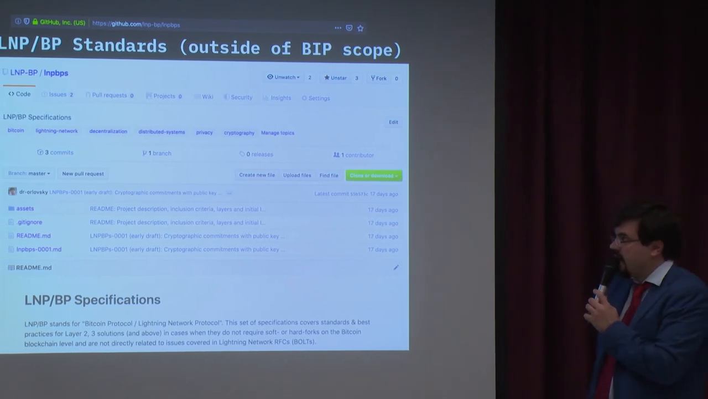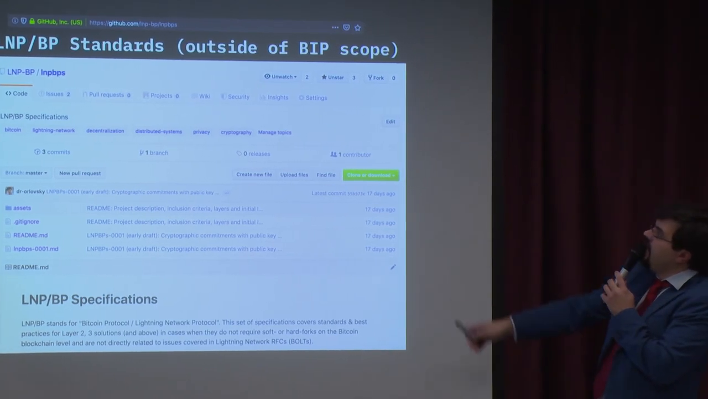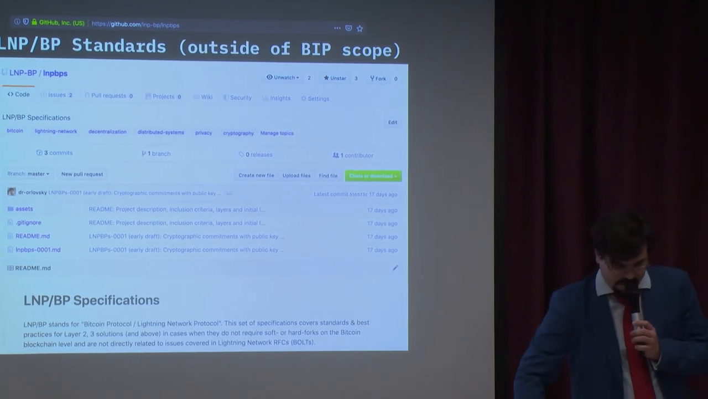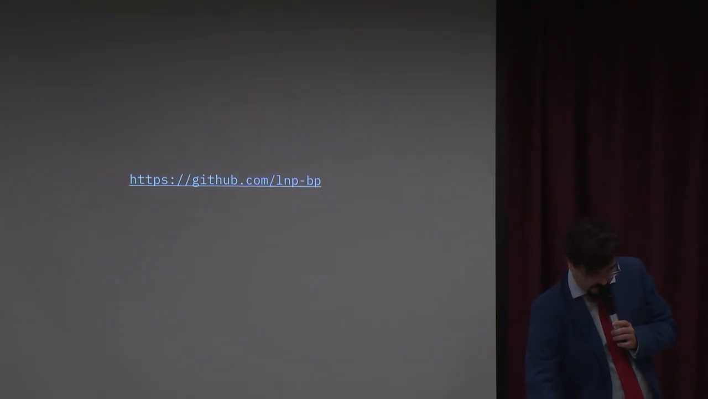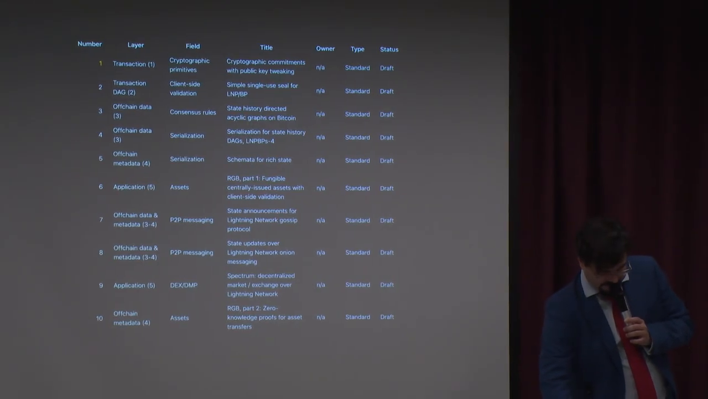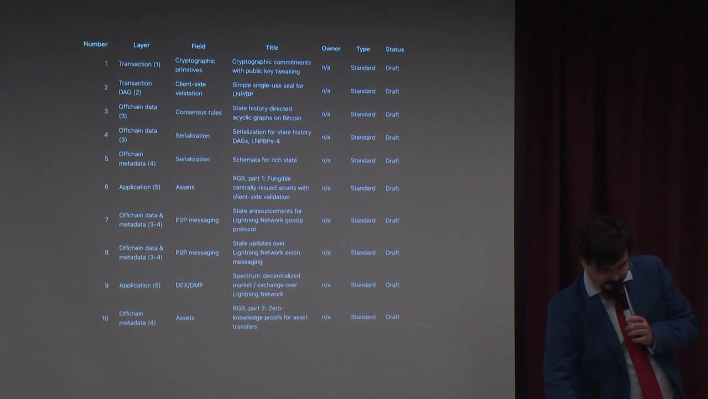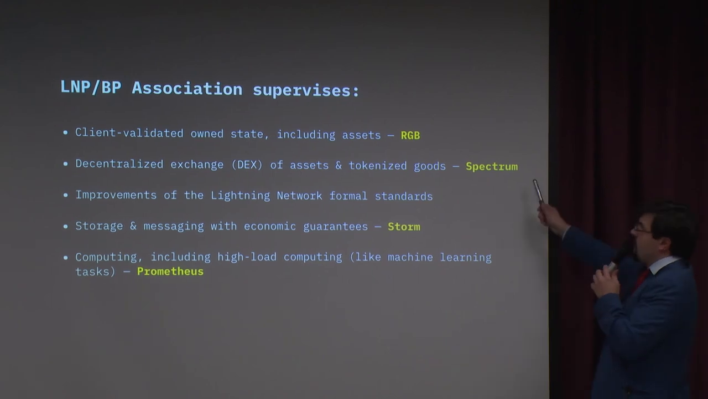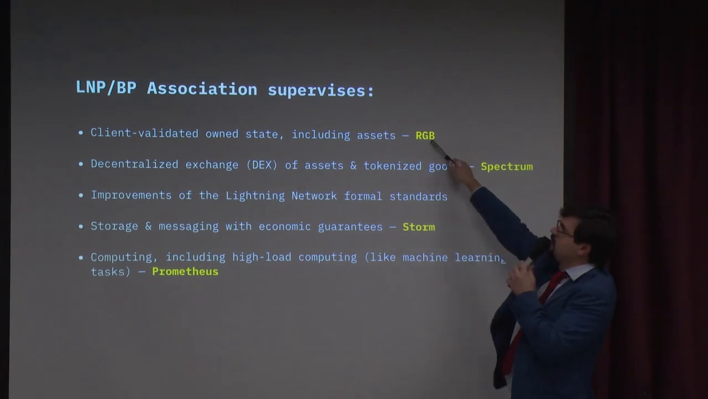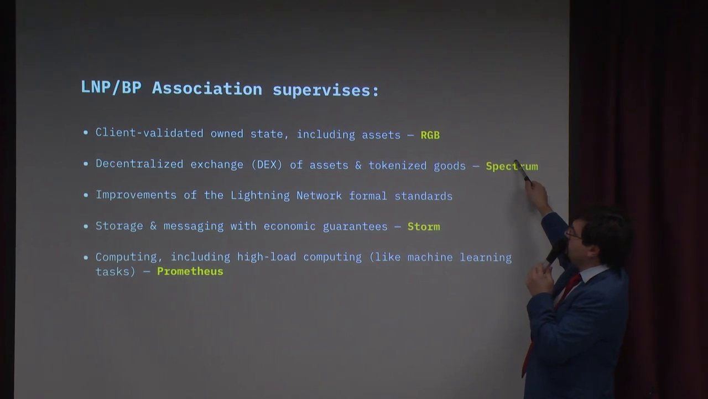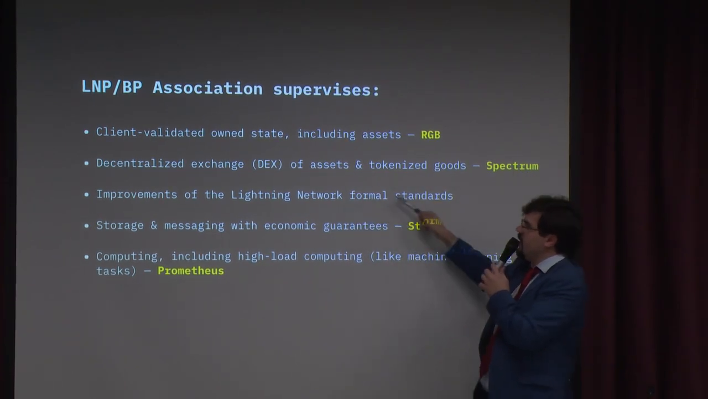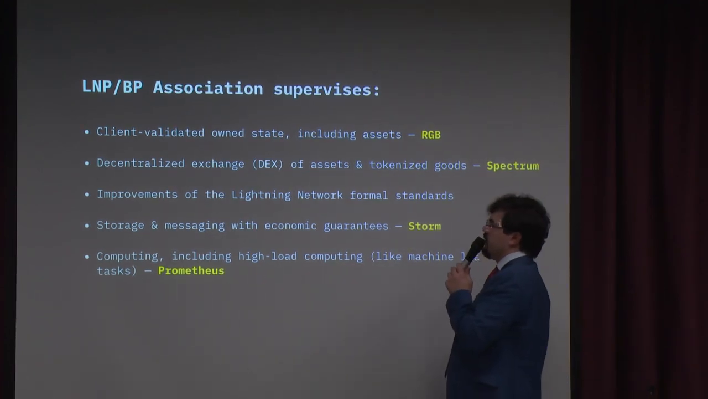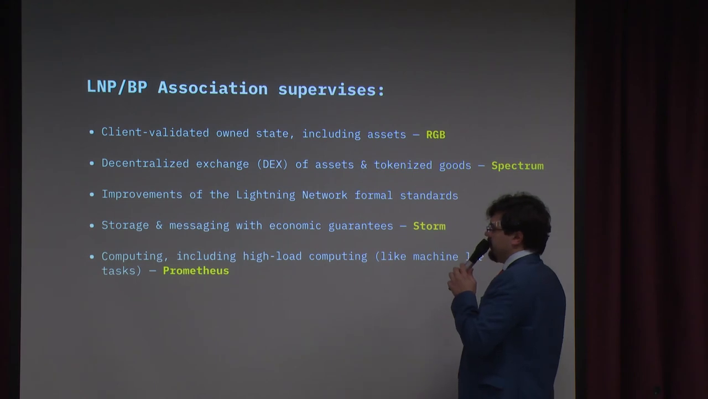All these standards are kept under this LNPBP repository. It's an old screenshot. We now have four there, and more will be appearing. This is the planned list of the standards. And the association will be supervising this project. We are here today with RGB and Spectrum, and we will work on improvements of the Lightning Network formal standardization process. Hopefully we will succeed in that together with Blockstream and others who are interested in this.